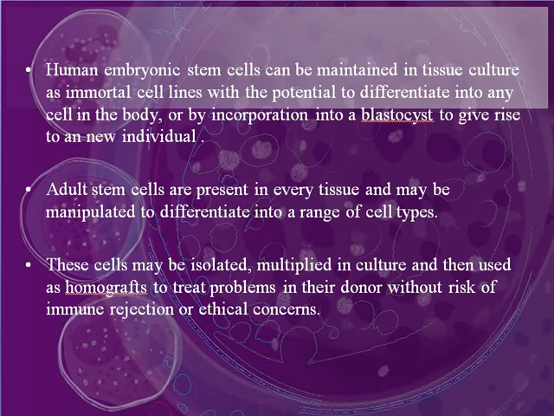Adult stem cells are present in every tissue and may be manipulated to differentiate into a range of cell types. These cells may be isolated, multiplied in culture, and then used as homografts to treat problems in their donor without risk of immune rejection or ethical concern.